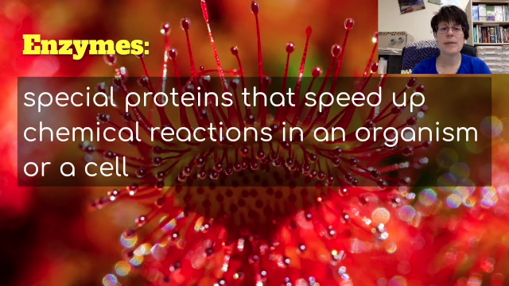Now, this all would not happen without enzymes. These are special proteins that speed up chemical reactions in an organism or a cell. And in the background here, this is something called sundew. This is an insectivorous plant, and on the ends of these pieces from this sundew is a sticky substance that will trap insects. It will hold it there, and then it will release enzymes that digest and break down the insect.